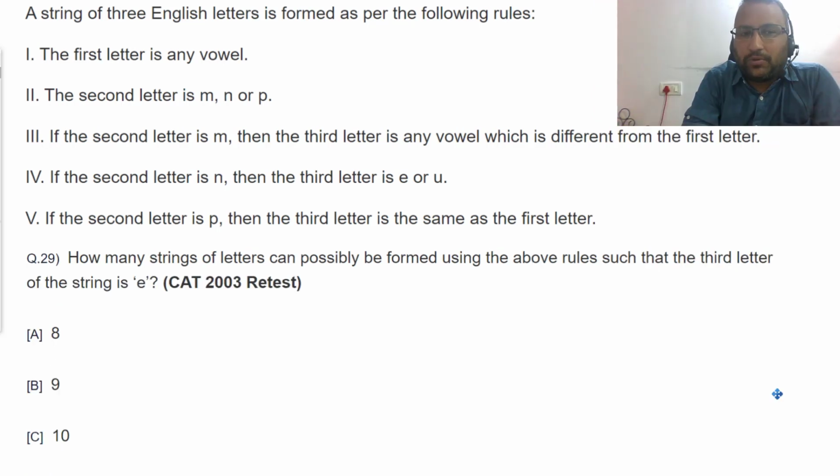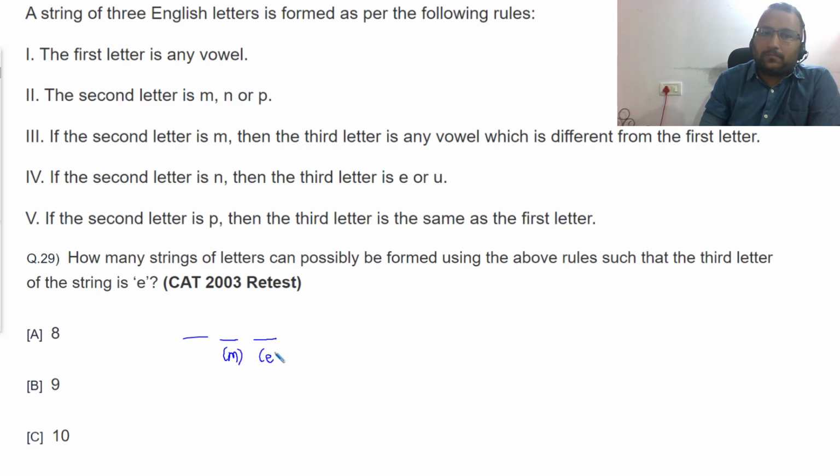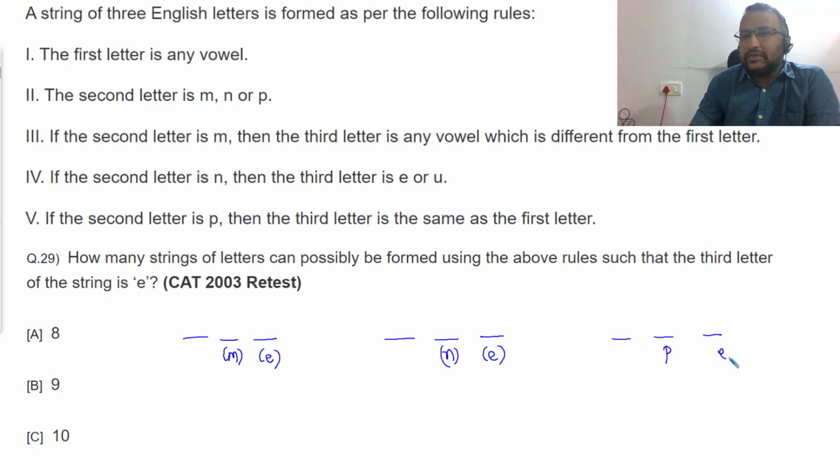The next is question number 29, depending on the same data. The question is, how many strings of letters can possibly be formed using the above rules such that the third letter is E? So now look here. Over here the first case is second letter is M, third letter is E. Then the second case is second letter is N, third letter is E. And the third case is second letter is P and the third letter is E. So let's have a look at it, everyone.